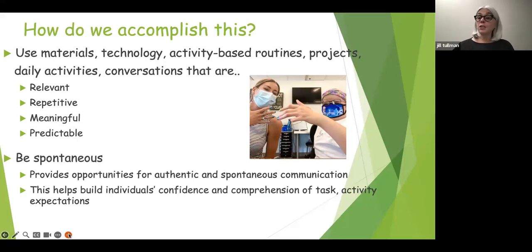So how do we accomplish this? We want to use materials, technology, activity-based routines, projects, daily activities, conversations that are relevant, that are repetitive, meaningful, and predictable. The predictable and repetitive nature is important for the individuals we're supporting and also important for us. So we know what we're doing and we know how to support them. We also want to be spontaneous whenever we can, because I feel like spontaneity is really where the magic happens, as it provides opportunities for authentic and spontaneous communication.